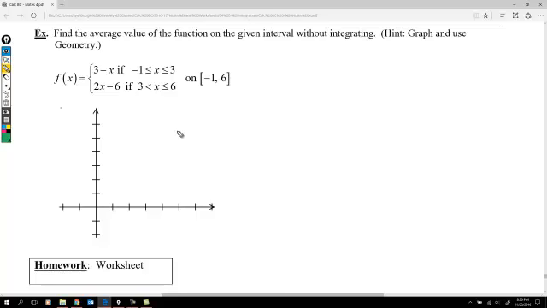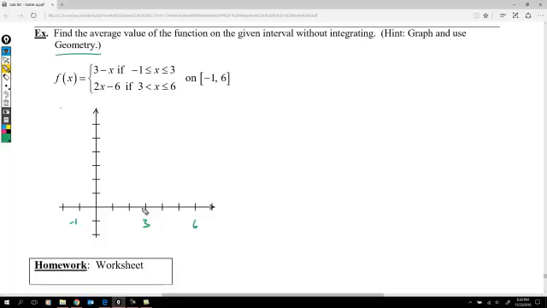Okay, so I want to find the average value of my function without taking the integral. I have a piecewise function, so chances are you're going to use geometry. Think back long and hard to your geometry teacher, maybe thank them because you're using their stuff in calculus. You thought it would never pay off, but it is. 5, 6, if I can count.